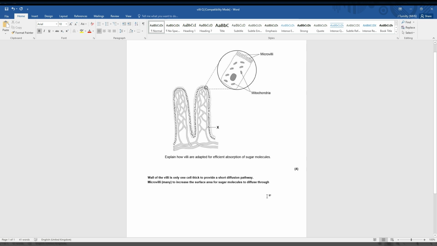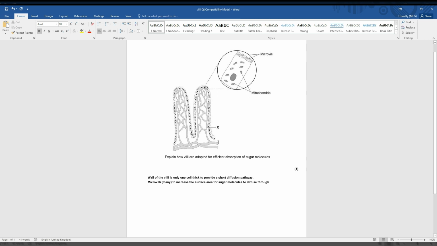I don't want to rest there, okay? I want to make sure that I absolutely smash this question. So, what else can I see? Well, look, they've bothered to label mitochondria, okay? So, what happens in mitochondria? Well, the process that takes place there is respiration.